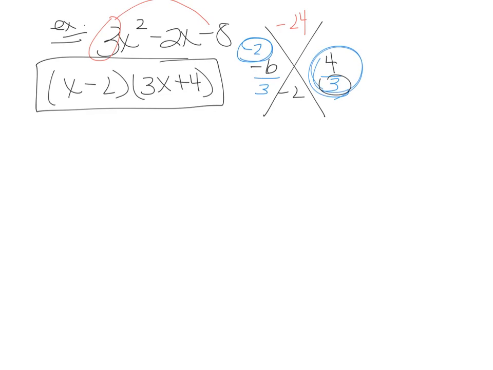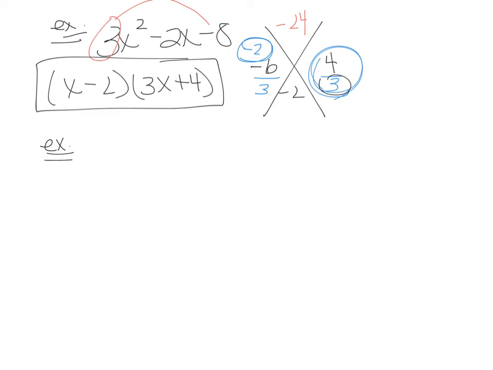I have a lot of students ask me, am I always going to have at least one fraction? Yes. If you don't end up with one fraction, I'm going to tell you, you accidentally did it wrong. That means the problem probably had a GCF. So just keep that in mind.